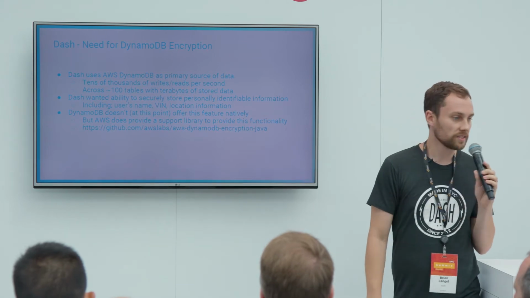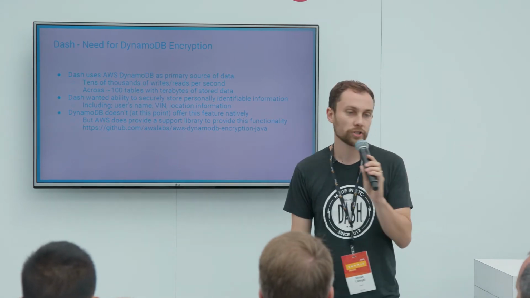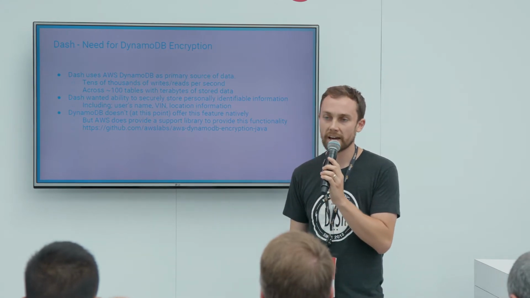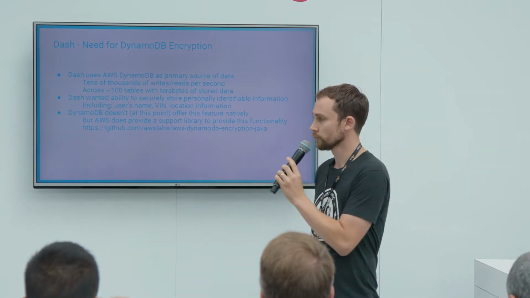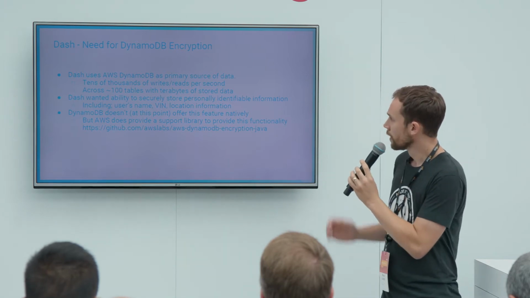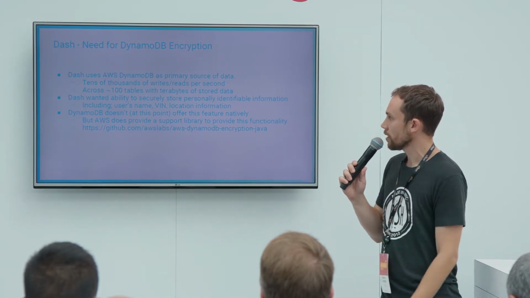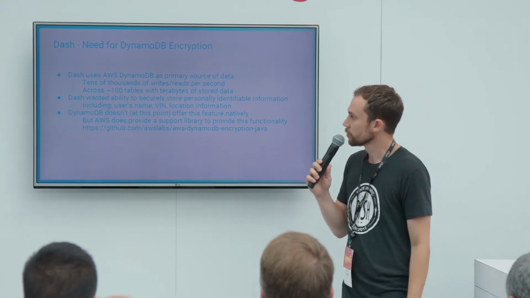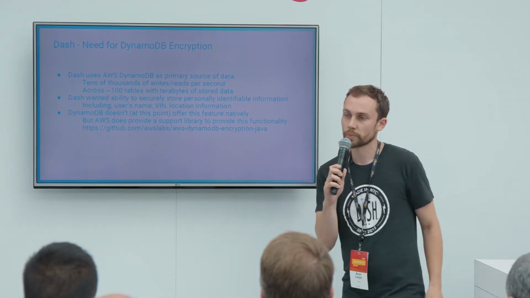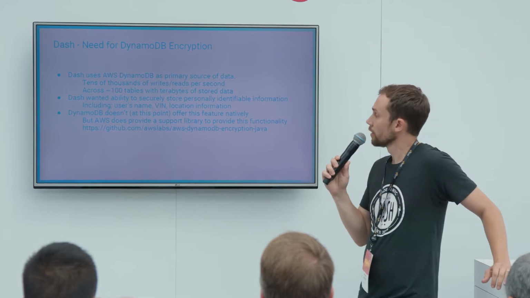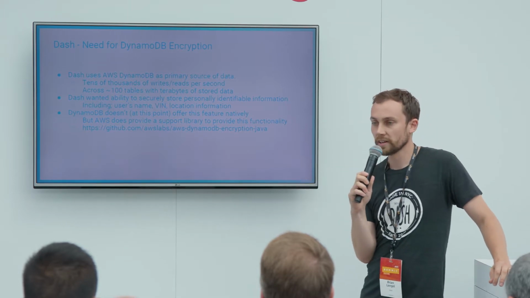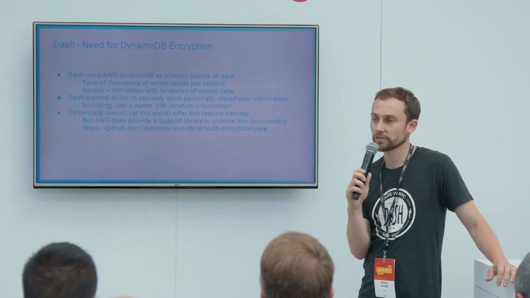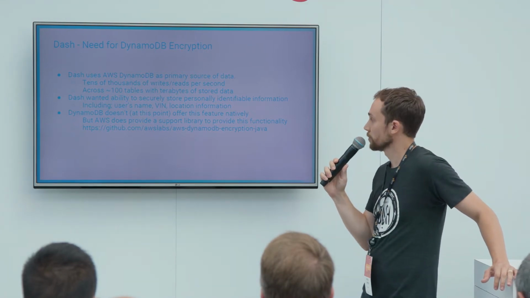But one of those things that it doesn't yet natively support is encryption. So I'm going to talk about some of the use cases and why we needed to add encryption to our data at rest and what we did to accomplish that. For us, we have about 100 tables and tens of thousands of writes and reads per second provisioned. We basically store all our data either in Dynamo or S3, depending on some use cases, but a lot of the transactional data is in DynamoDB.